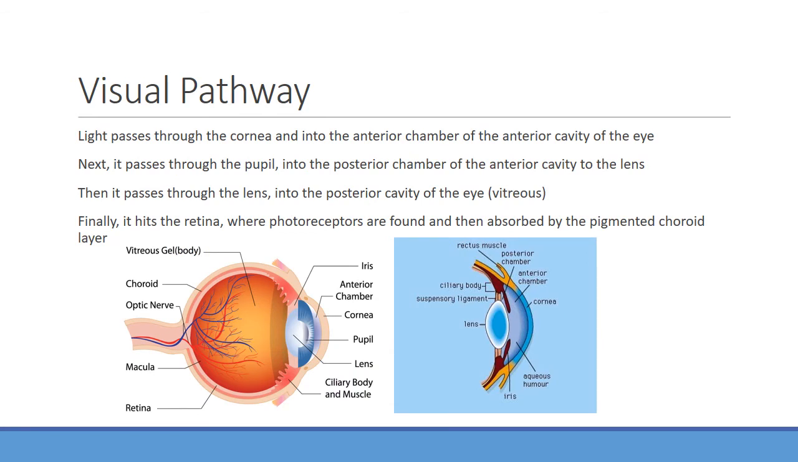So what happens here, as I mentioned, is the light is going to pass through the cornea. Now the cornea itself is going to have some effect on the light, but it's not going to have a ton of effect. But certainly, if you were to have something like an abrasion on the cornea, or any kind of abnormality there, that can certainly affect the way the light is transferred through here.